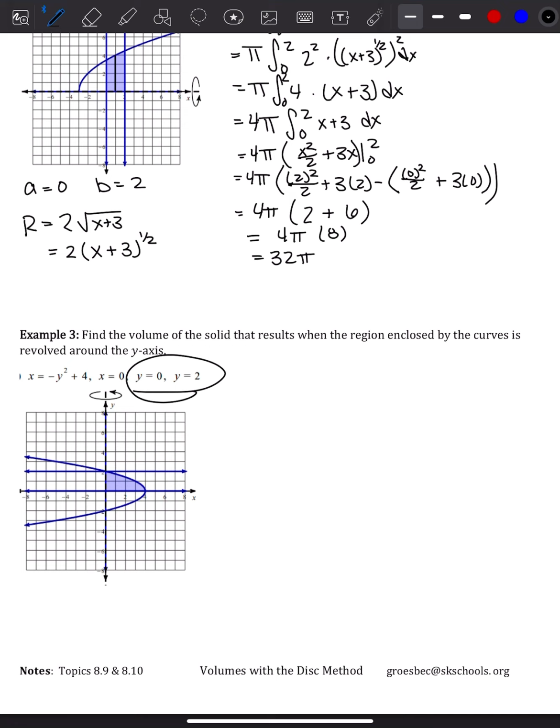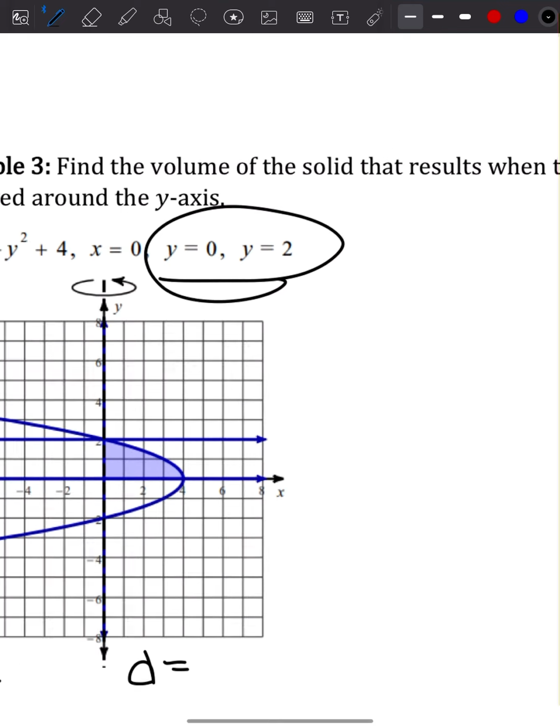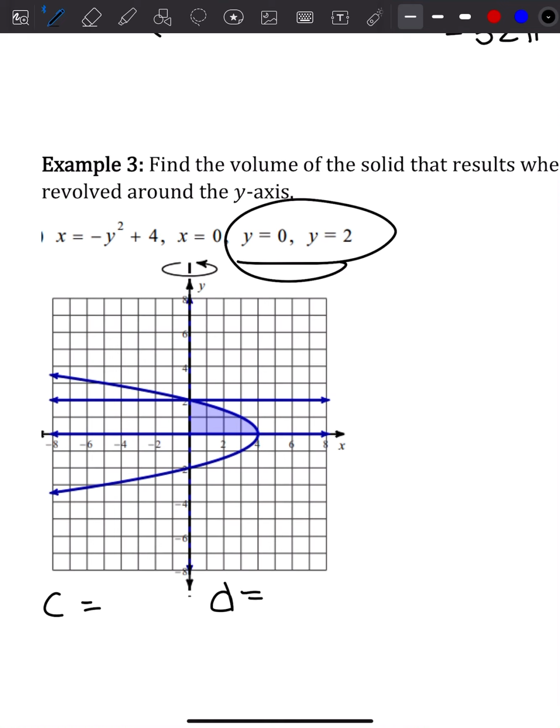The last thing that we have here is that negative y squared plus 4. This is our actual equation that we're dealing with. So if we look at our bounds, c and d are like a and b. So c is our lower one. The lowest y value that we're going to be looking at is 0. It's this bottom piece here. So c is going to be equal to 0. Our highest y value is 2. So I know my bounds are c equals 0, d equals 2.